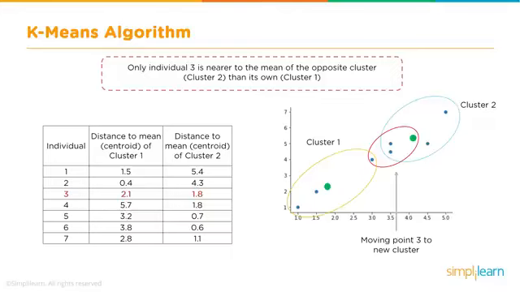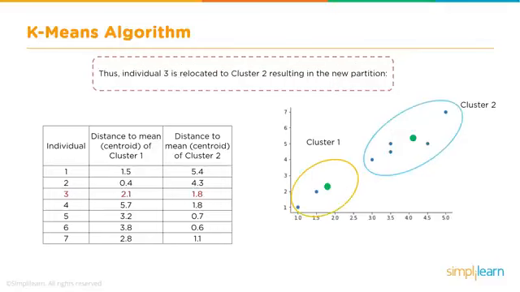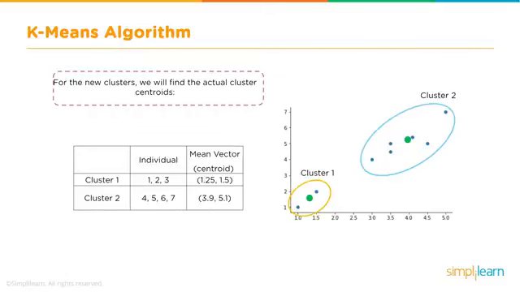And you can see here in the diagram where we've circled that one in the middle. So when we've moved the centroids of the clusters over, one of the points shifted to the other cluster because it's closer to that group of individuals. Thus, individual 3 is relocated to cluster 2, resulting in a new partition. And we regenerate all those numbers of how close they are to the different clusters. For the new clusters, we will find the actual cluster centroids. So now we move the centroids over.